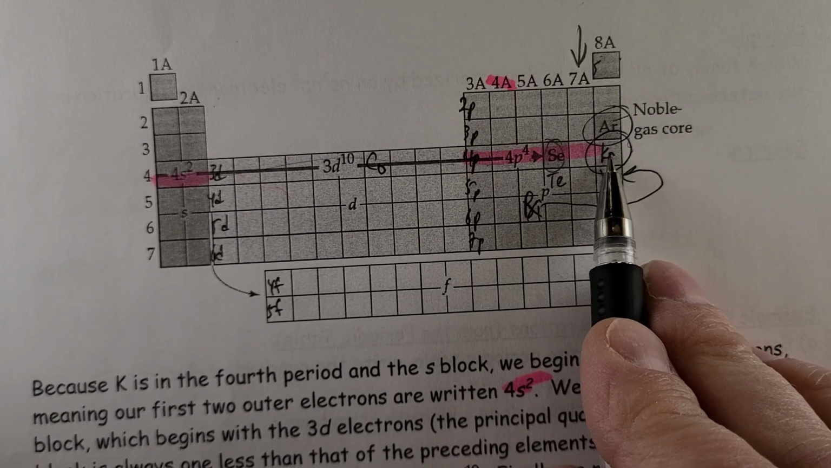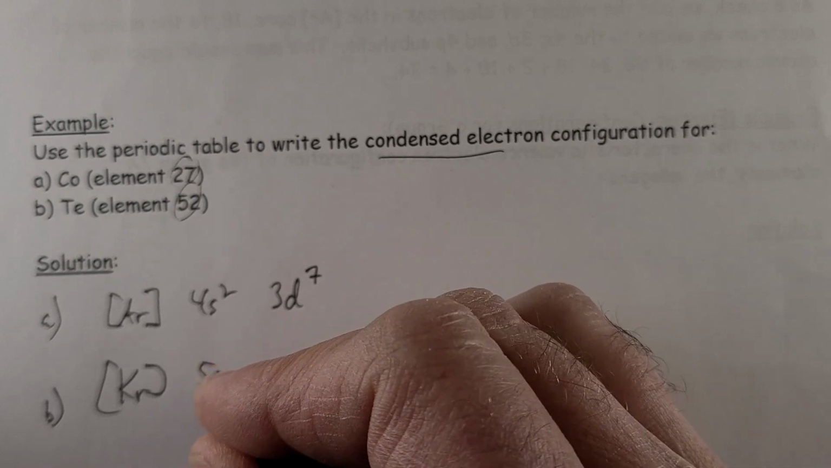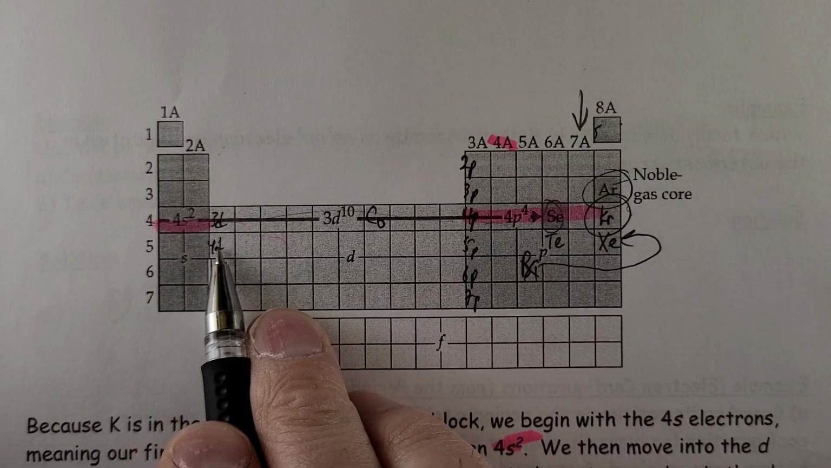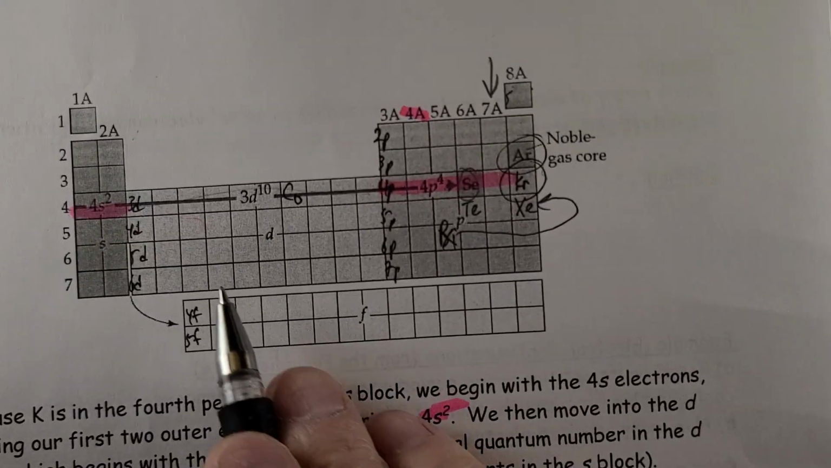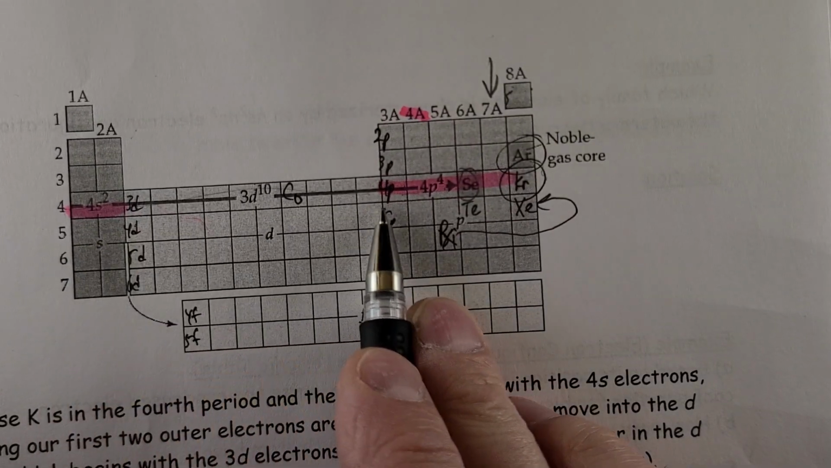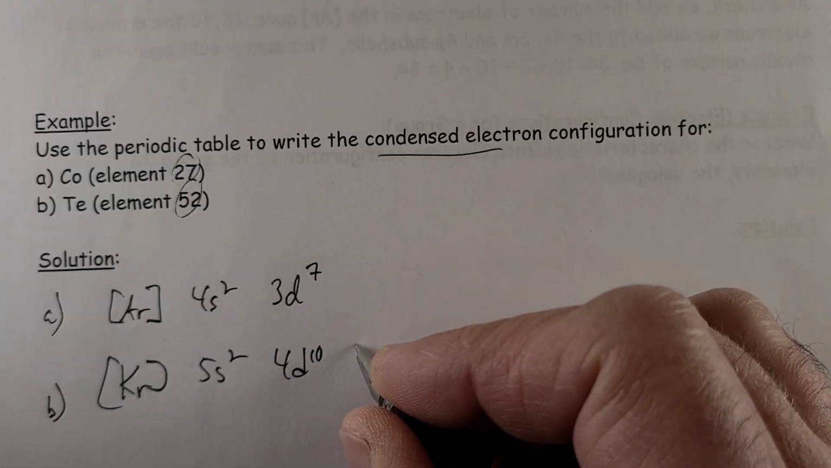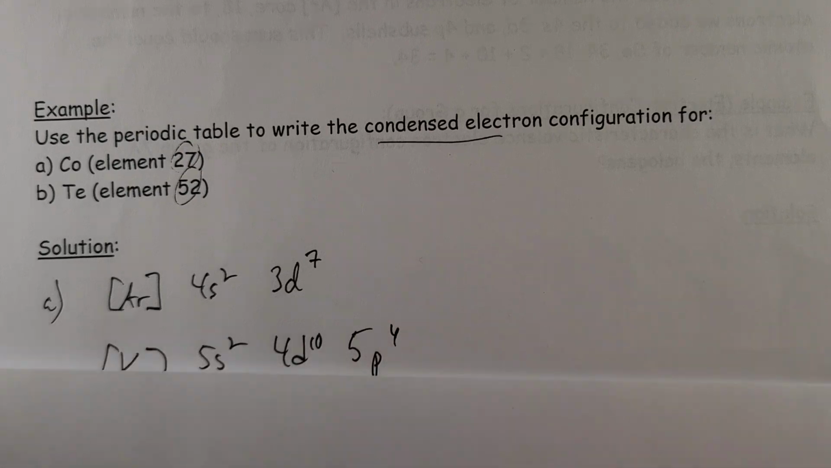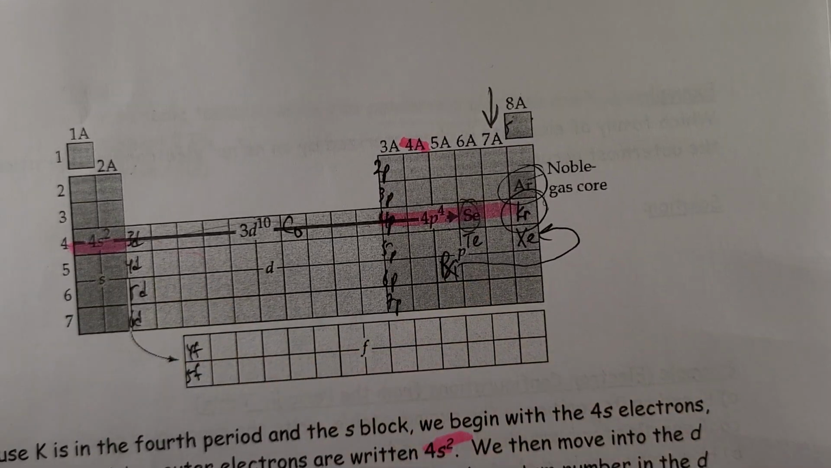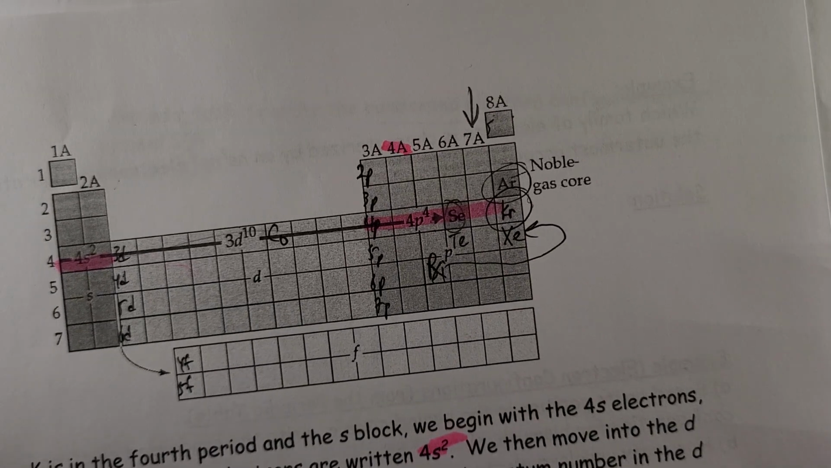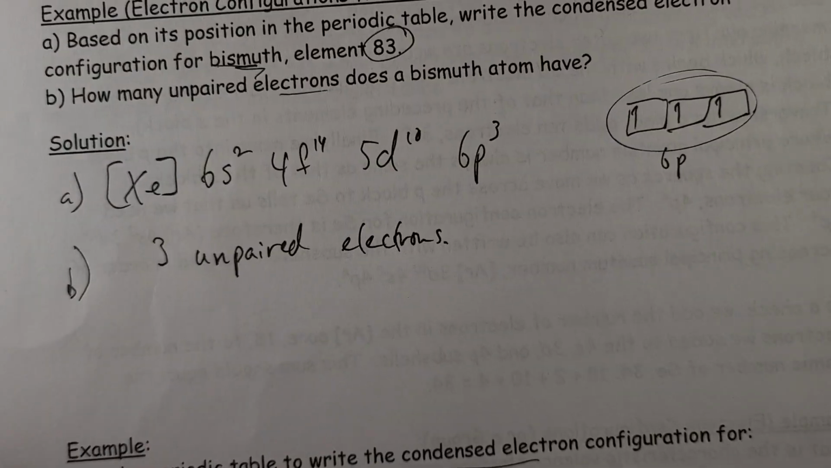So krypton, then 5s2, 4d10. So 5s2, 4d10, and then 4p, 1, 2, 3, 4, 5, that's actually 5p4. So perfect. You have these labels on your pink periodic table. Man, oh man, we could do this quite easily. So there we go. Now, lastly here, anomalous configurations.